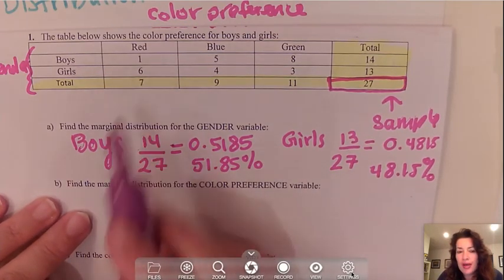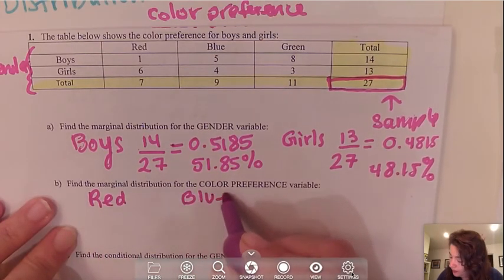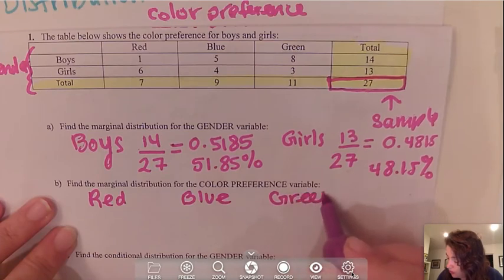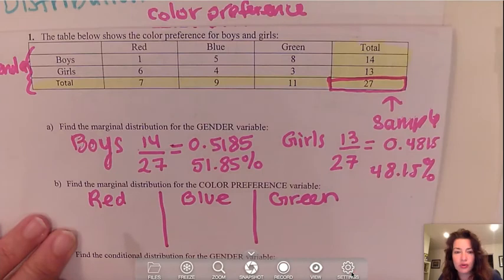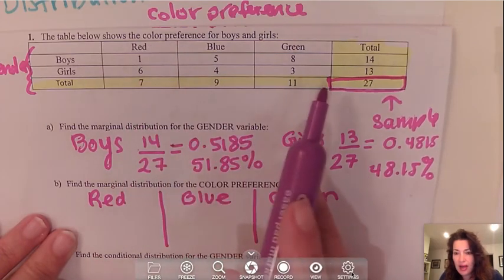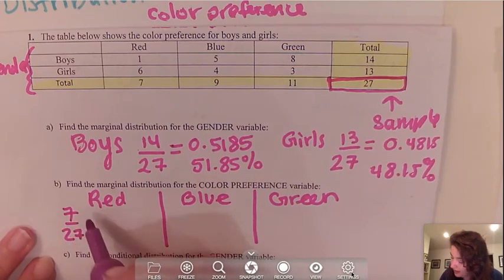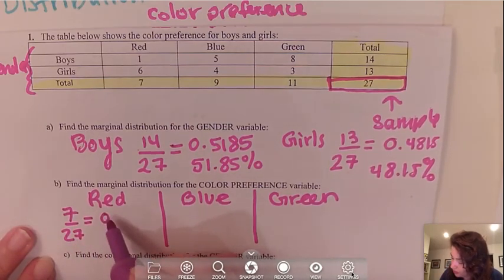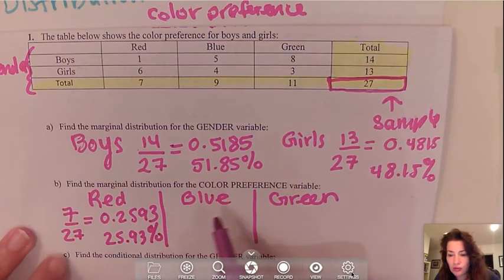So you can go ahead and write red, blue, and green, and the order in which you write it doesn't matter, but this is organized since our table listed in this order. So if I want the marginal distribution for the color red, I'm going to look at the total red, which is 7 out of 27. So 7 out of 27, and that is about 0.2593, which is 25.93%.